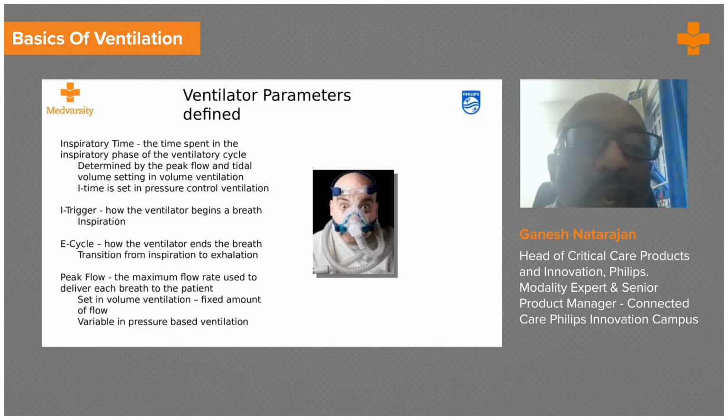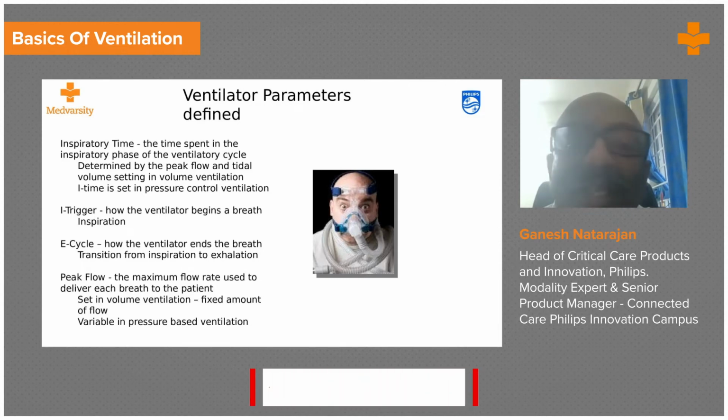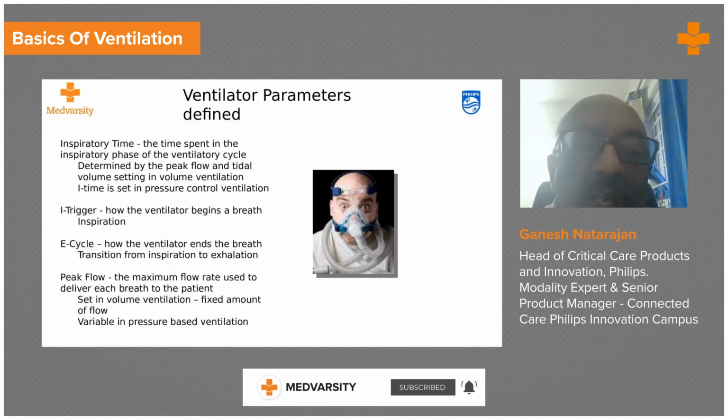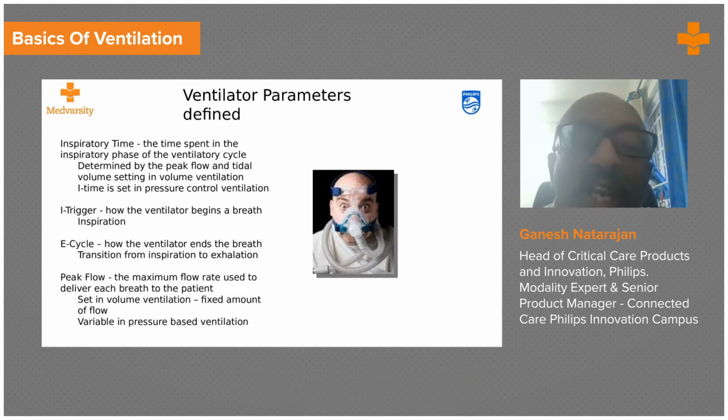But if I have to break the I is to E ratio into each component, the inspiratory time is the time spent in the inspiratory phase of the ventilator cycle. In a volume control ventilation, it could be either determined by the peak flow, or in some machines, you can actually directly set the I time. The I trigger here is how does the machine understand that you as a patient are trying to take a breath? So that is the inspiratory trigger.